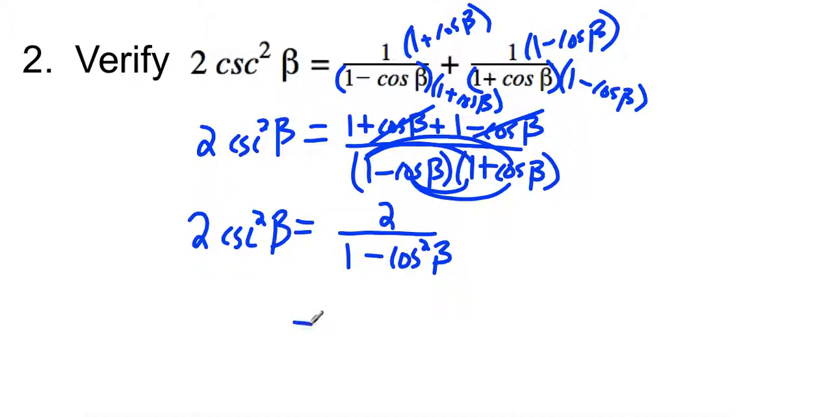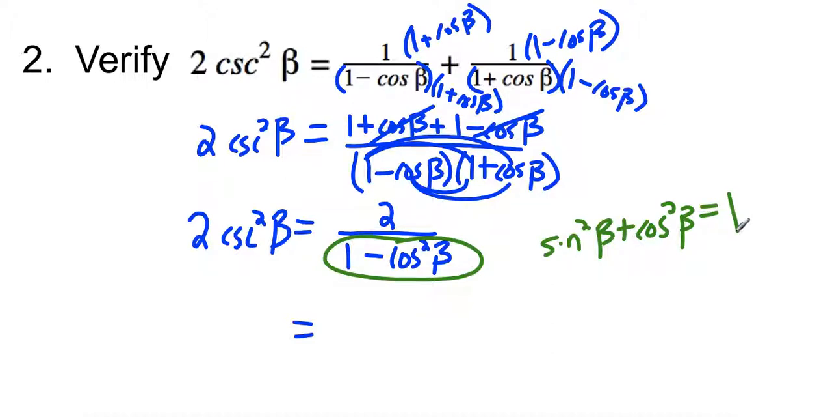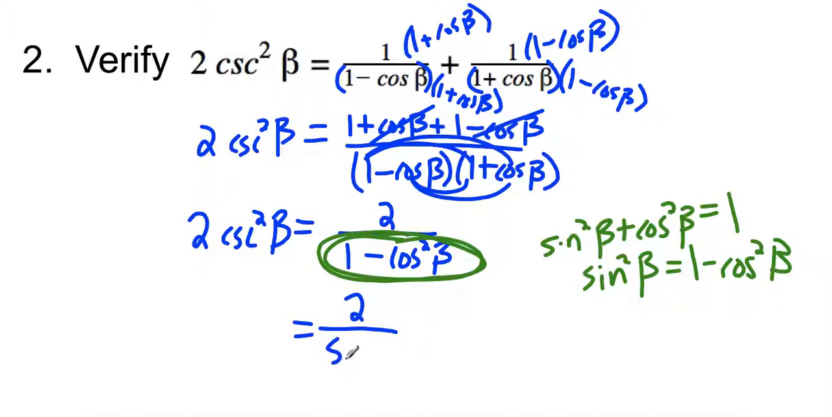Okay, now when I look at this, aha, I see a Pythagorean identity here, right? We know that sine squared plus cosine squared equals 1. So if I subtract the cosine over, 1 minus cosine squared beta, I can replace 1 minus cosine squared beta with sine squared beta, which I'm going to do. So we have 2 over sine squared beta. I haven't done anything over here yet.